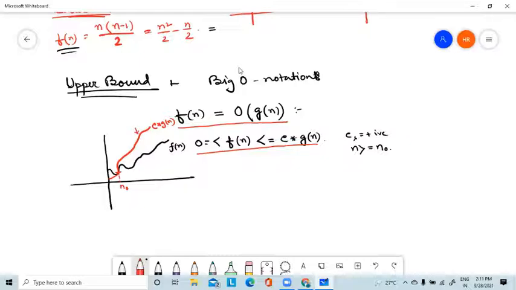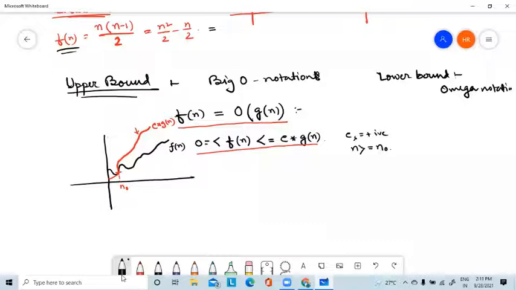Now, similarly, we can represent the lower bound of an algorithm, which is sometimes called omega notation. The lower bound is also called omega notation. This is big O notation, and this is omega notation.